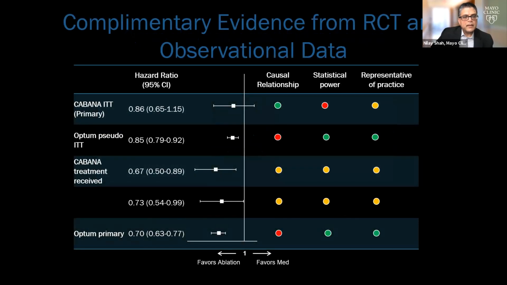What we observed overall was that the CABANA intention to treat hazard ratio was 0.86, and the Optum Labs real world data analysis was 0.85. So very similar, but, as Sebastian saw in some of the trials he presented as well, with a much tighter confidence interval. For the CABANA treatment received analysis, the hazard ratio was 0.67, or 0.73 in the per protocol analysis, and a similar analysis in the real world data was 0.70.